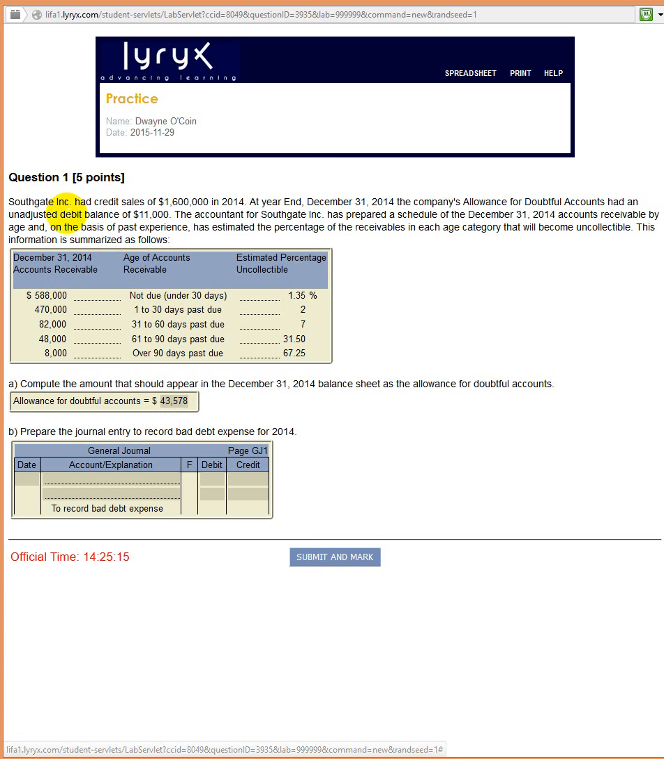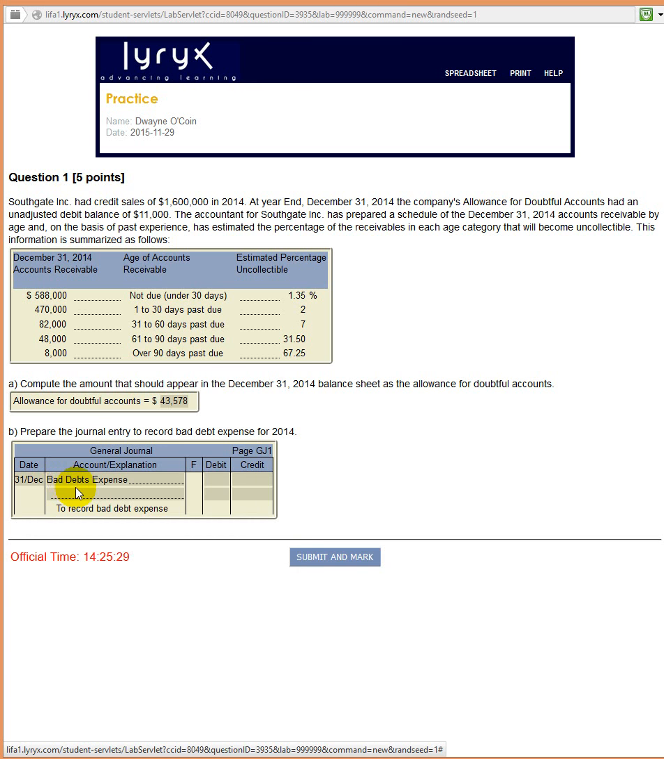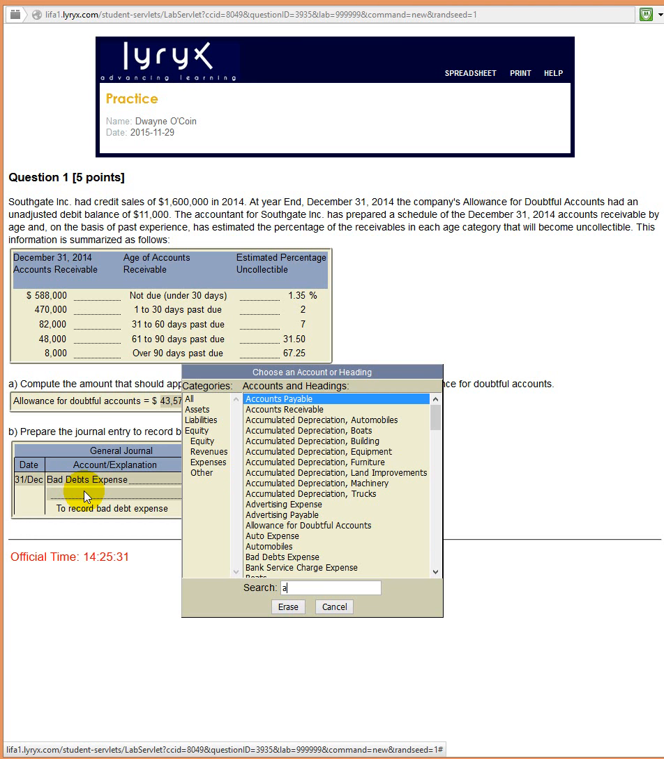We know that it's actually in a debit balance already, so when we make our journal entry here, and this is the next thing, we need to put in the date, 31/12 gives us December 31st as the date. We're going to record bad debt expense right there, and the other side of the entry is going to be allowance for doubtful accounts right there.